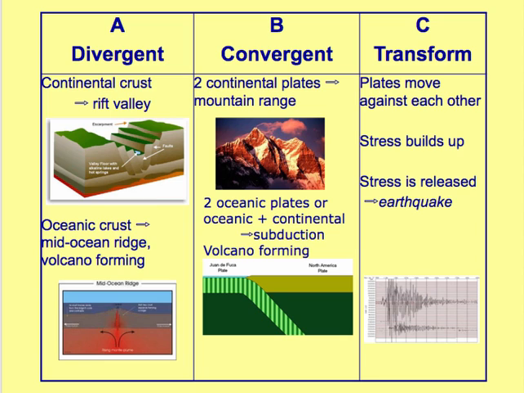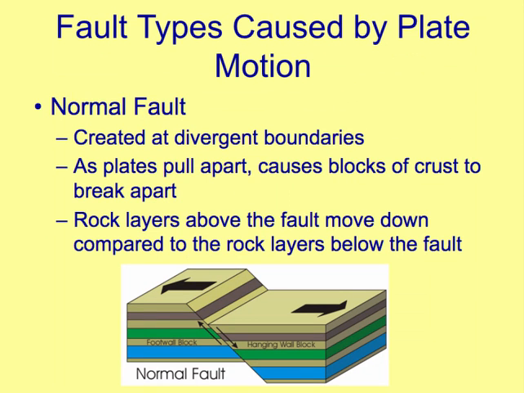With a transform boundary, there isn't any real feature that you can see on the Earth, but it's an area that's highly susceptible to earthquakes. So the plates move against each other, stress builds up, and it's released by an earthquake. Often when earthquakes occur, we talk about an earthquake happening on a fault type or a fault line. So what does that mean?